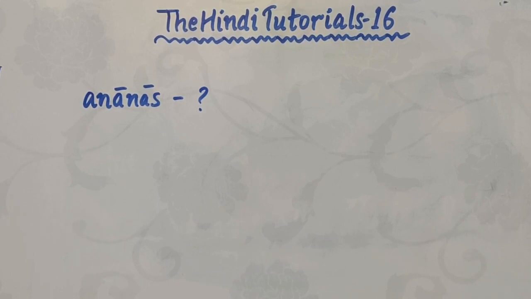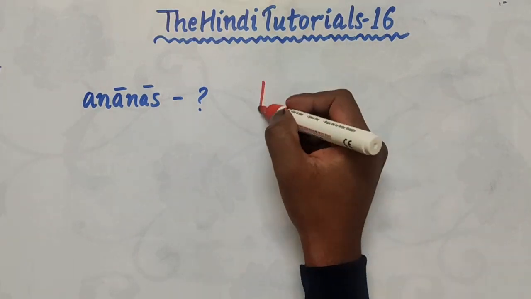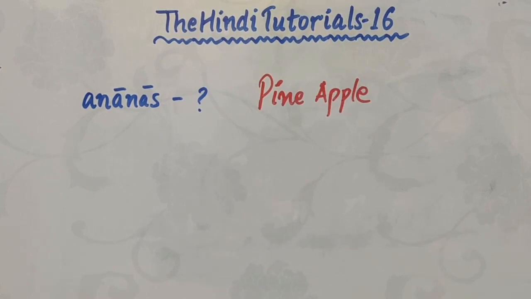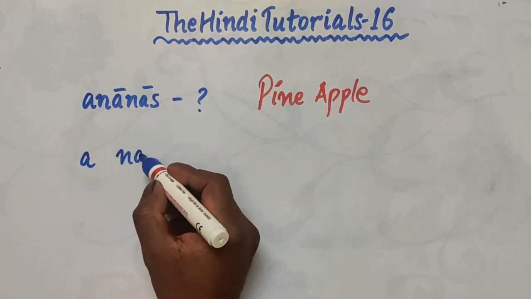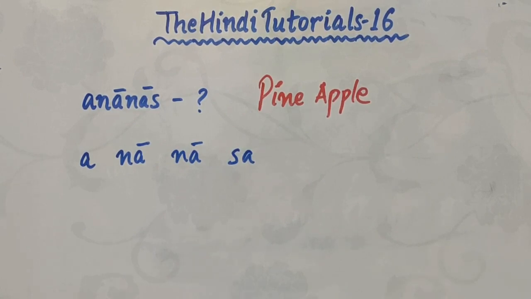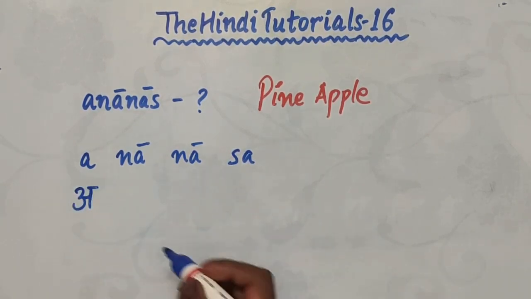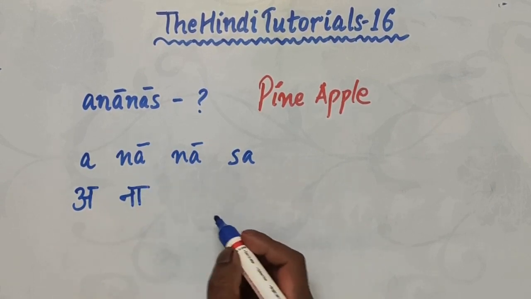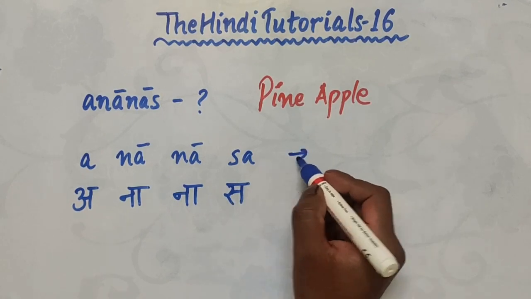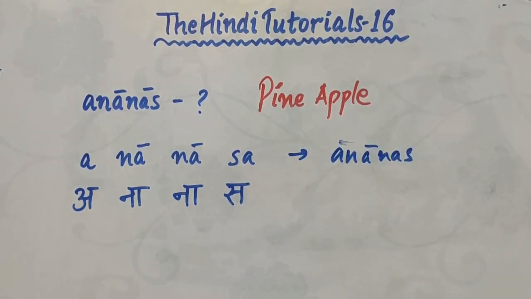What is the meaning of the word ananas and how to write it? Well, ananas means pineapple. And to write ananas, we can break it into 4 letters: a, na, and s. Okay? Now we know how to write a, then na, and s. This makes it ananas. Okay?